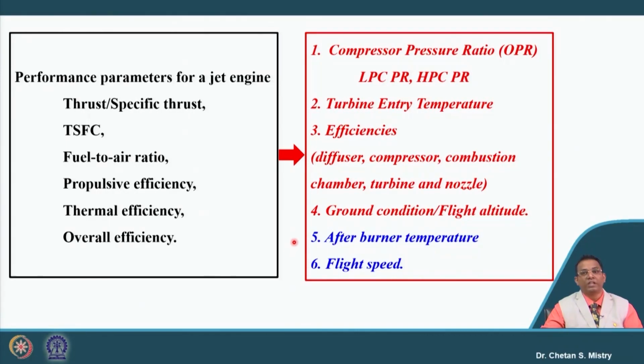We have this as our ground condition. We can go with flight condition also, which we will be discussing in the next lecture. We also have the afterburner temperature, so the effect of this afterburner temperature also needs to be realized. We can have our flight condition, and under that flight condition, the flight speed also has an impact on the performance parameters. So, let us select them one by one.